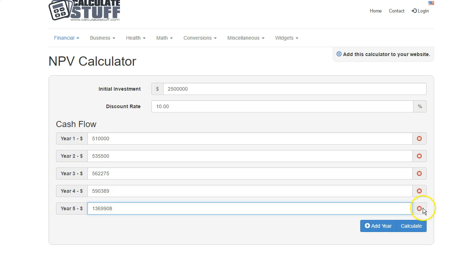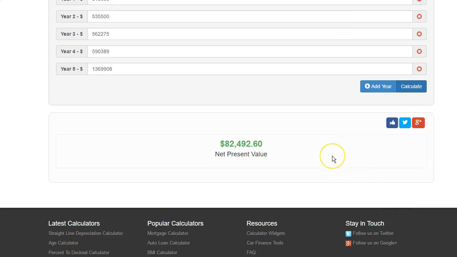You can add additional years for additional cash flows. You can subtract, just make sure if you are doing something shorter, that you're hitting those red X's and subtracting that. All right, let's calculate, and it will do everything for us, which is great. And so we have a net present value of $82,000, about 82.5 on the MRI. So what does that tell us?